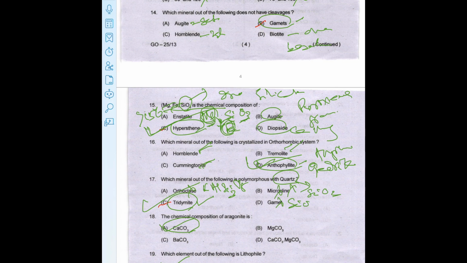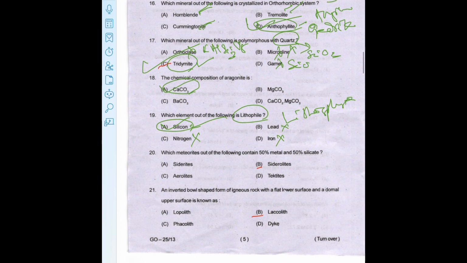Which of the following is lithophile? Lithophile means it must occur in the lithosphere. In the lithosphere, the common elements are silicon and oxygen. So this one is in the atmosphere. This is a metal. So in the lithosphere, the most common element is silicon.